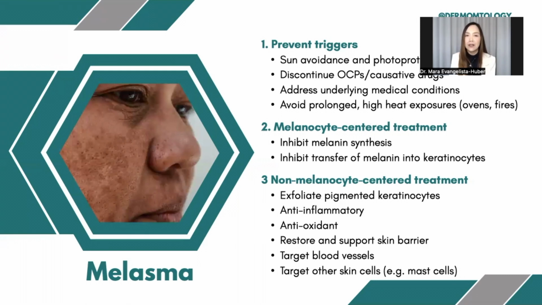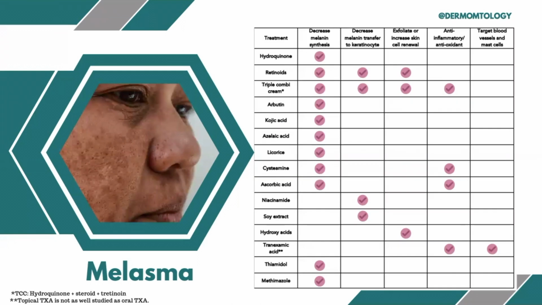These include exfoliation of pigmented keratinocytes, anti-inflammatory and antioxidant agents, targeting blood vessels, targeting other skin cells like the mast cells, and making sure that the skin barrier is restored and supported. So this slide shows you the various melasma treatment options and what they address in the etiopathogenesis of melasma. As you can see, combination therapy is best because it combines different mechanisms of action to lead to better melasma control.